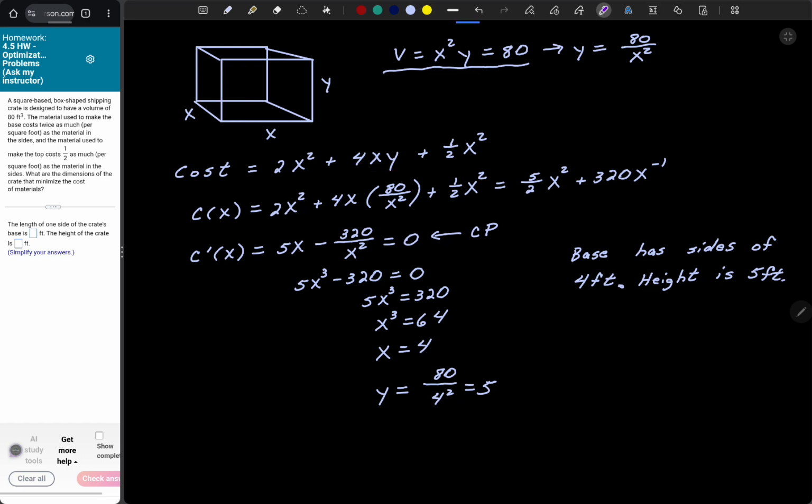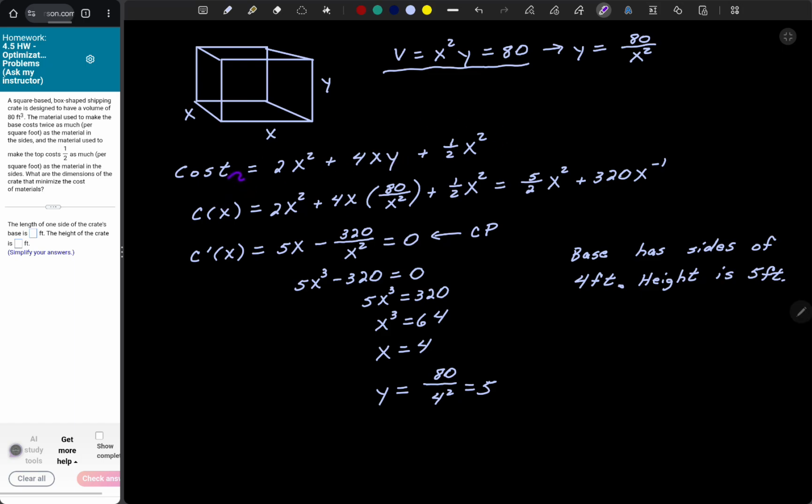Again, I'm just saying the cost of that is 1 unit, but I have 4 of them, which is why there's a 4 out in front. There's a 2 out in front of the base term because it's twice the cost of each of the sides. And then plus the cost of the top, which costs half as much as the sides, so 1/2 times the area, which is 1/2 x squared. Okay, now that is the cost function in terms of x and y.